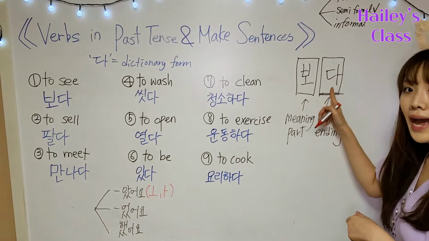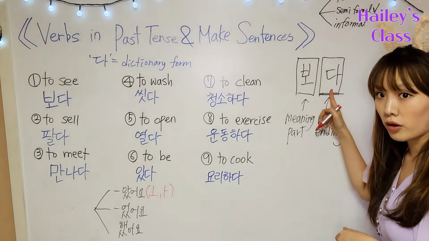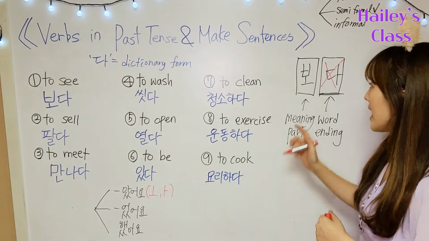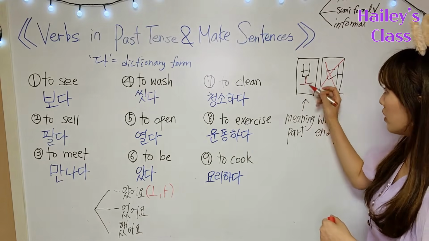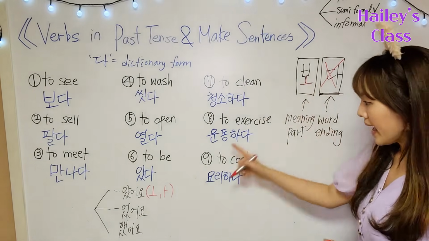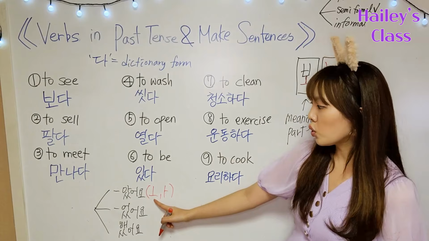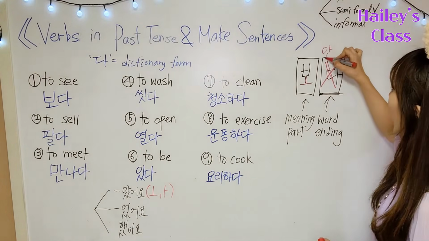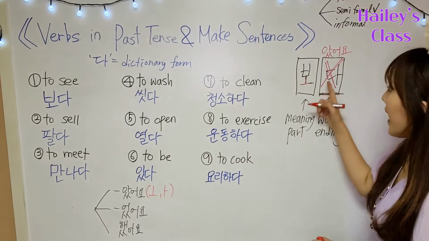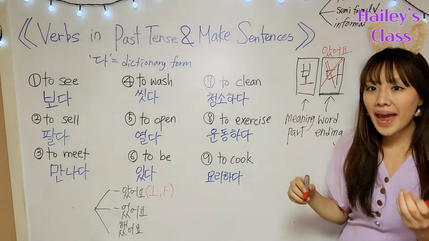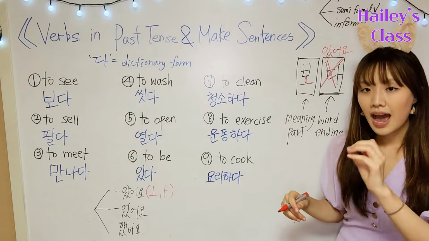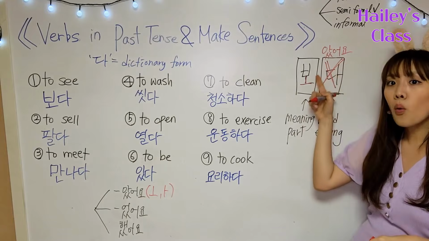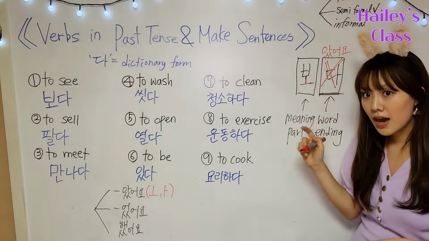So this is 보다, and 다 is the dictionary form, right? And we're going to delete 다. And then the vowel is 오. So we're going to delete 다 and put 았어요. When we say the past tense, I saw it, it will be 보았어요. Got it?